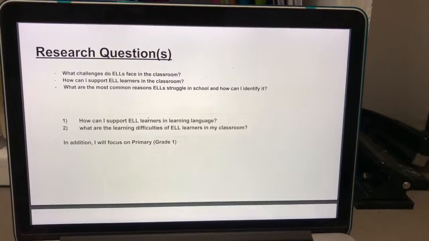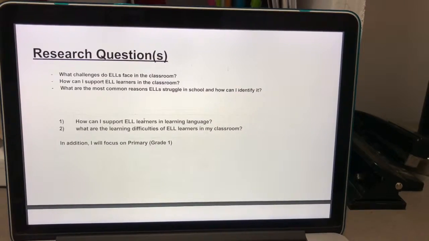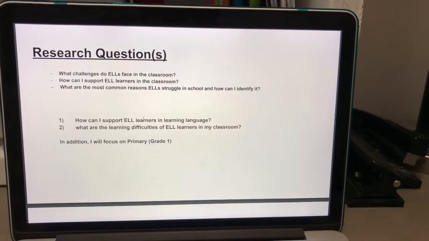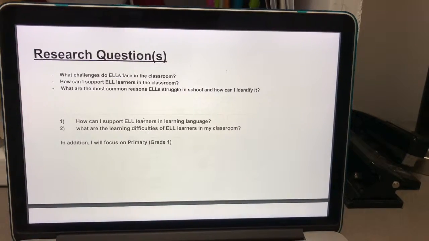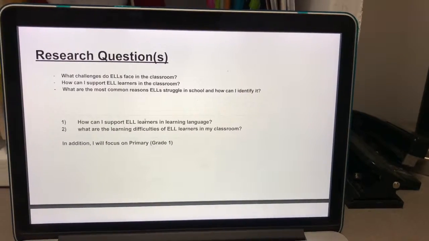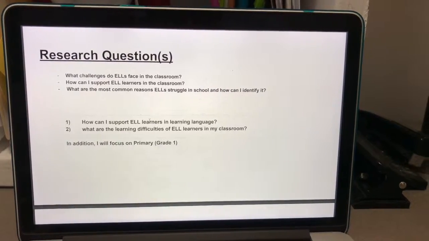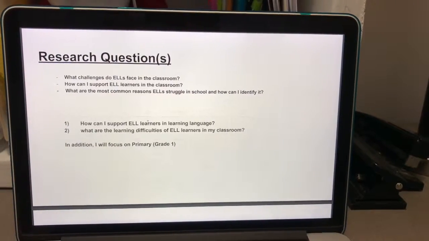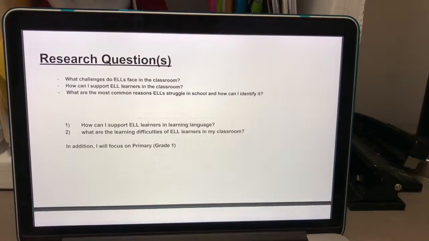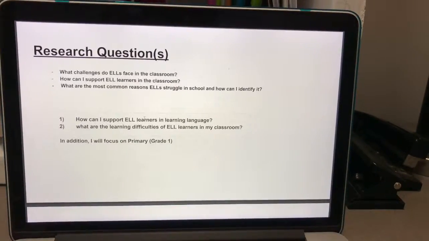So my research questions, I focused on: what challenges do ELLs face in the classroom? How can I support ELL learners in the classroom? What are the most common reasons ELLs struggle in school, and how can I identify it? And in doing so, my research question focuses on how I can support ELL learners in learning language, and also what are the learning difficulties of ELL learners in my classroom. And the main grade that I focused on was primary grade 1s.